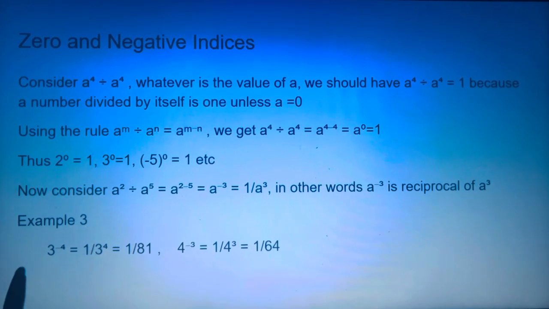See example 3. 3 to the power minus 4: negative exponent, change into positive exponent, 1 over, that is the reciprocal of this. So 3 to the power 4 is 81. Same way this is also.